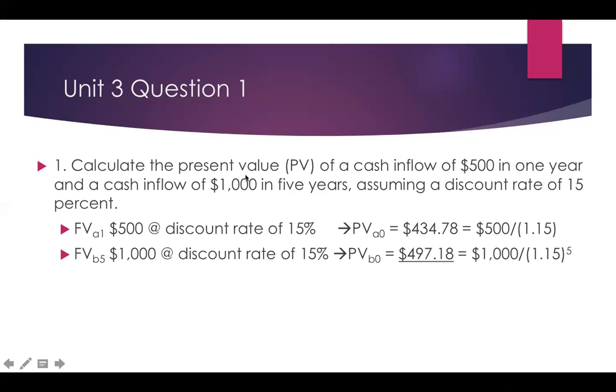And then followed by, with 5 years, you're essentially just going to use an exponent for the exact same discount rate, and then you'll find that value is 497.18. So the present value sum, which is ultimately the answer you're going to want to get here, you essentially just add those two numbers together. And that's when you get $931.96.